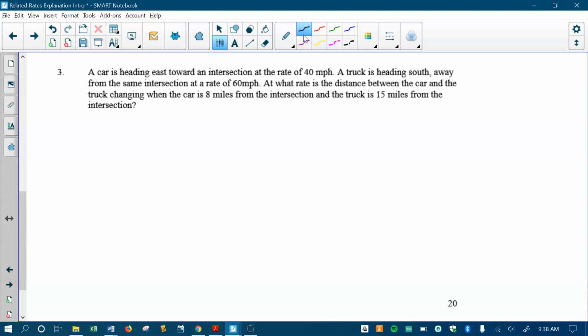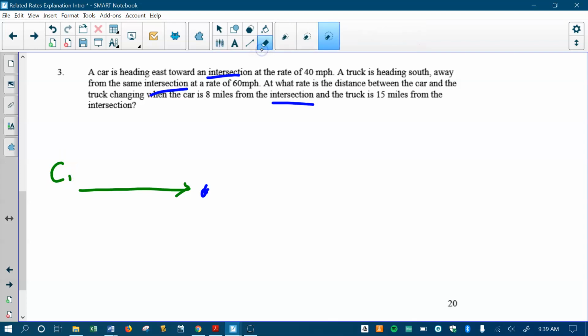Okay, I saw a word in here that appeared multiple times: intersection. So let's set up an intersection. We'll put it right there. It says the car is heading east toward the intersection. So heading east, east is this way. So here's the car. Let's make the variables nice and easy to use. We'll call this car A. Car A is heading east toward an intersection at the rate of 40 miles per hour. So we'll call this distance x.